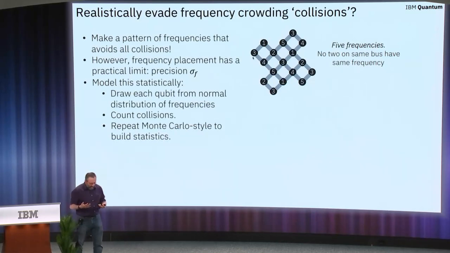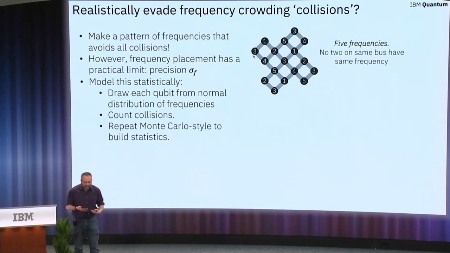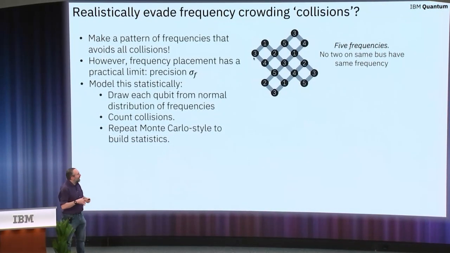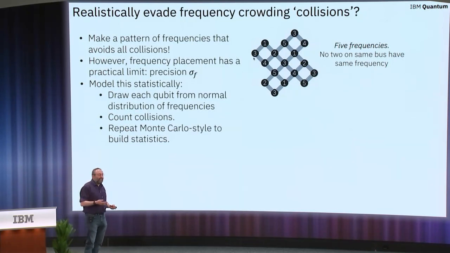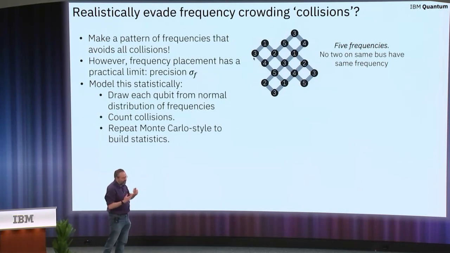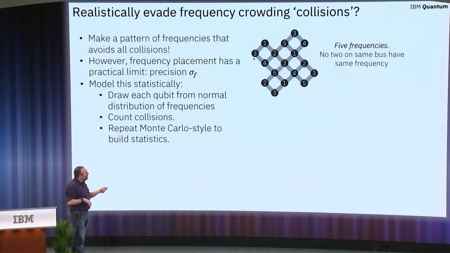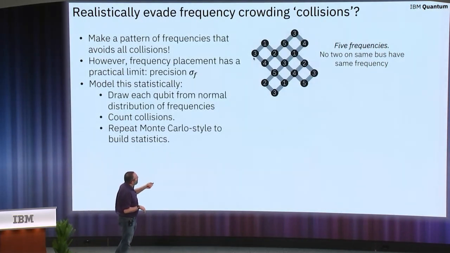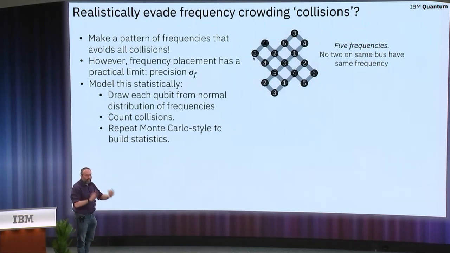So in order to avoid these collisions, we want to try to set a pattern of frequencies in the lattice where you totally avoid all those types of collisions, right? So let's say you have the square lattice, familiar from surface code. If you have five distinct frequencies, what you've done is you've set it so that no two on the same bus have the same frequency, and also nearest neighbors and next nearest neighbors are not degenerate in their frequencies.